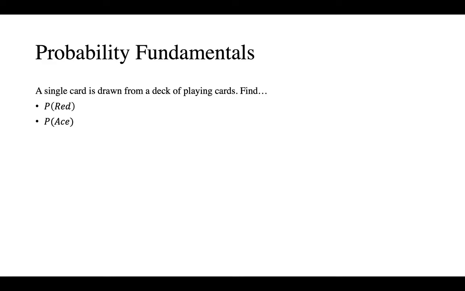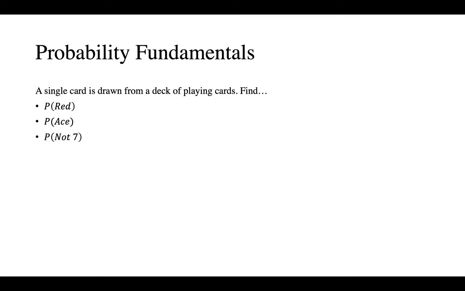Okay, what's the probability you're going to draw an ace? All right, so if you're familiar with cards, there are 4 aces in the deck. There's a total of 52 cards in the deck. So the answer to this would be 4/52, which will reduce down to 1/13.